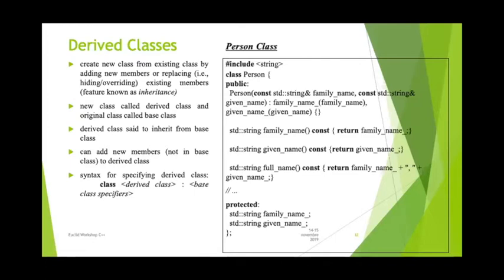Here I have declared the person class. It has a family name and a given name. So it's a kind of constructor we are using here, and then we are using family name. It returns your family name. It returns your given name. Here it returns your full name. And here these are protected data members.